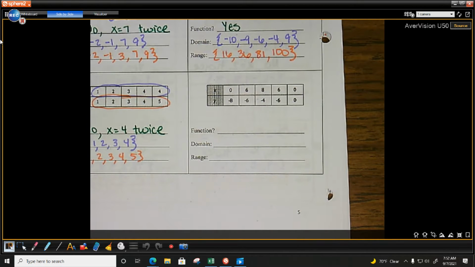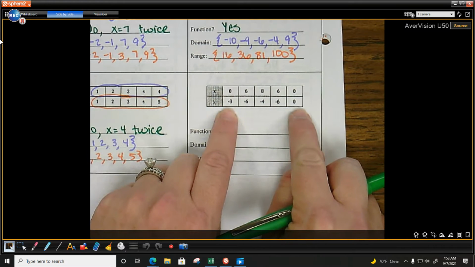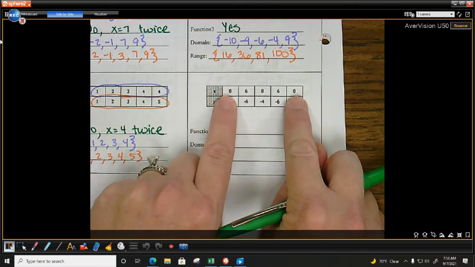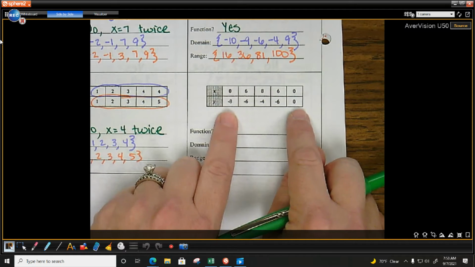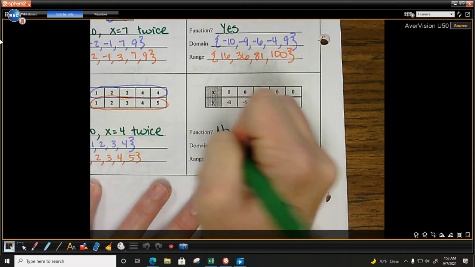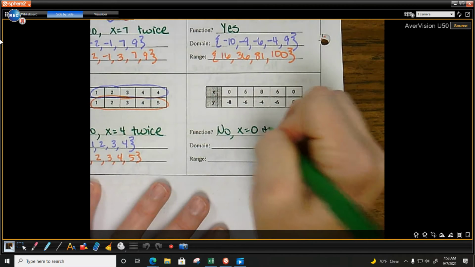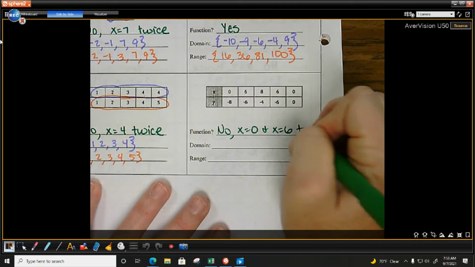Do you have repeat x's, guys? Yes. Do they have different y values, making them not the same point? Okay, you can't have repeat x's that have different y values, because then that means you don't have the same point.